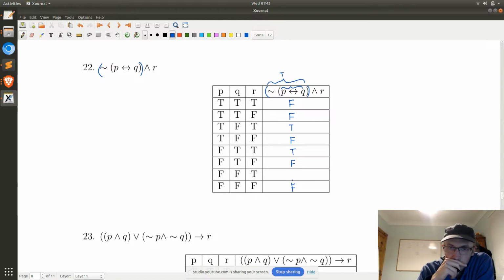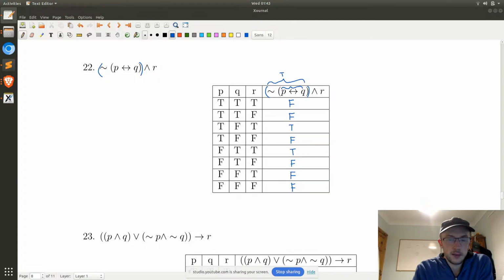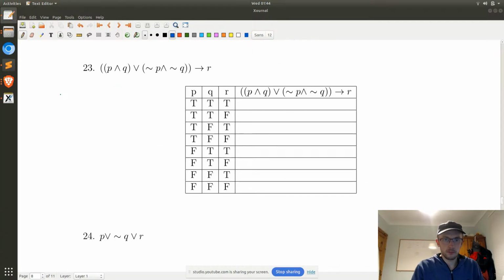False if and only if false. That's true. And then that's false and false, or false and true is false. So now to write it down: not P, if and only if Q and R. And now for this one.